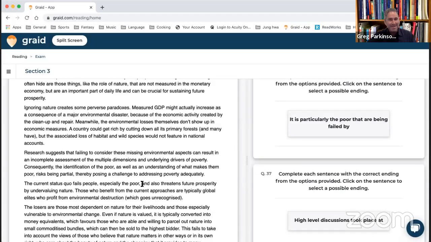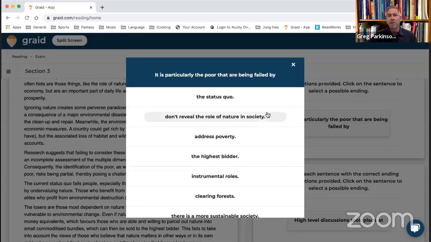But if I read on, and unfortunately, I didn't see that the first time, but that's going to happen. So then I realized straight away, when I read on, the current status quo fails people, especially the poor, right? So perhaps at home you saw that before me. So then I go back and I remember one of the options was the status quo.